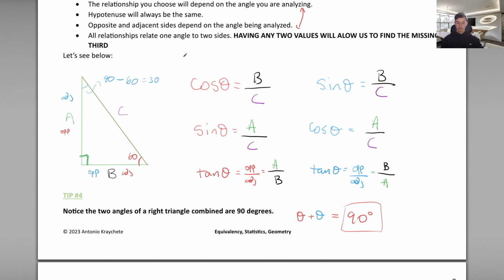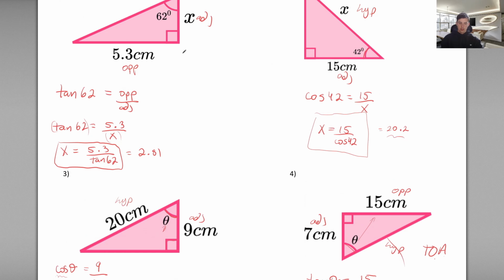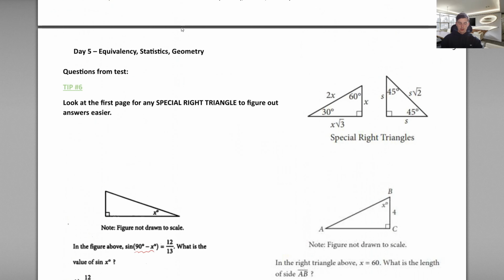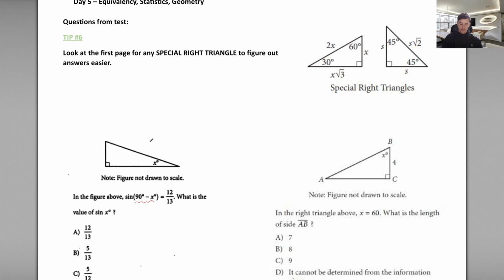Just think about that. Okay, so coming down here, if this is x, then of course the other angle is going to be 90 minus x. That's a very important thing for you to know because the SAT a lot of times is going to throw this kind of nomenclature at you.